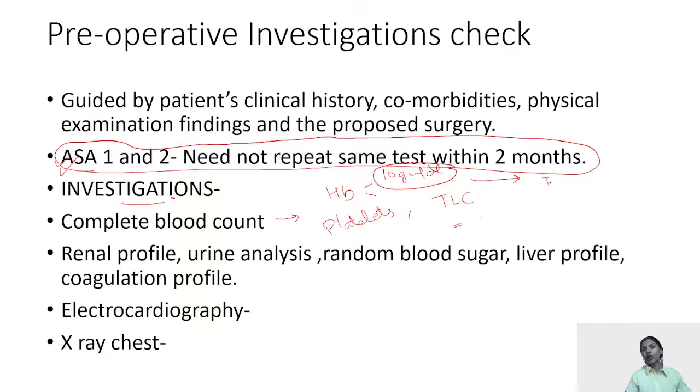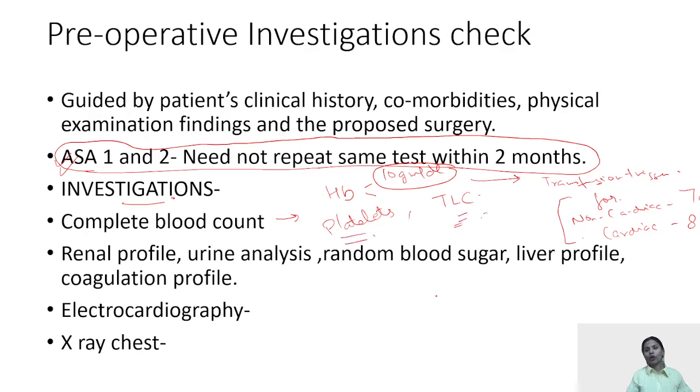But the transfusion trigger for a non-cardiac patient is 7 grams per deciliter, and for a cardiac patient it is 8 grams per deciliter. This is something you have to remember. Okay. The transfusion trigger for a non-cardiac patient is 7 grams per deciliter, and for a cardiac patient it is 8 grams per deciliter. Then TLC will tell us about the infections.